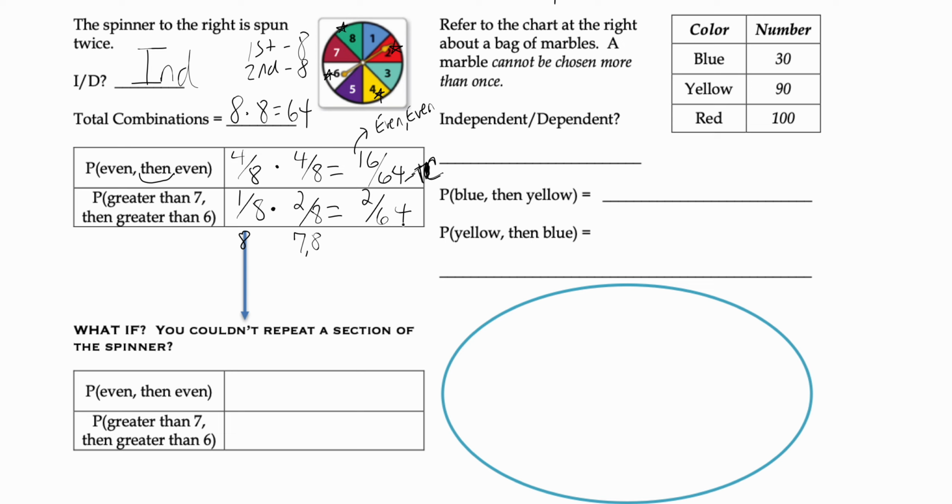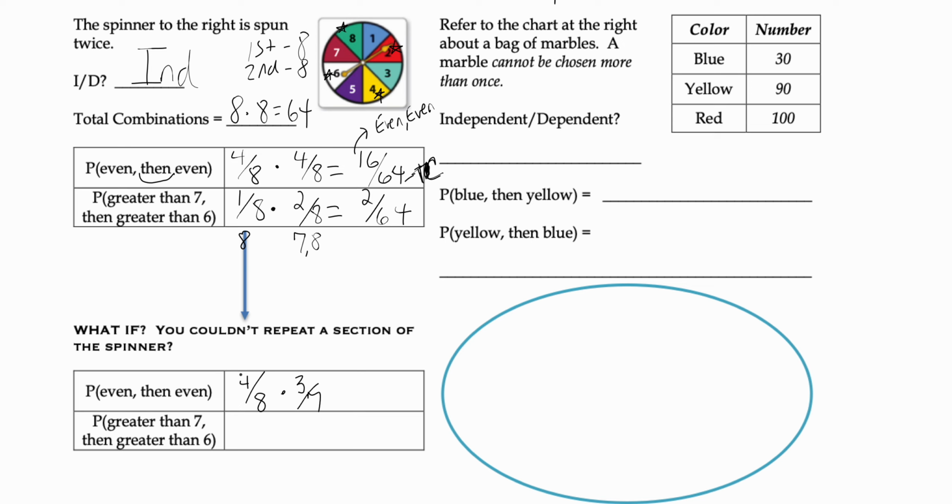Now we throw in an interesting wrinkle down here. What if you couldn't repeat a section? Well, you're going to see some minor changes in these fractions. Obviously, we're still going to start out the same with 4 out of 8 for the evens. However, the next time you go, you are not able to get the same even number again. So what was 4 out of 8 for 2, 4, 6, 8, the one you got can't happen again. So yes, the total will drop to 7, but also the numerator will drop to 3.